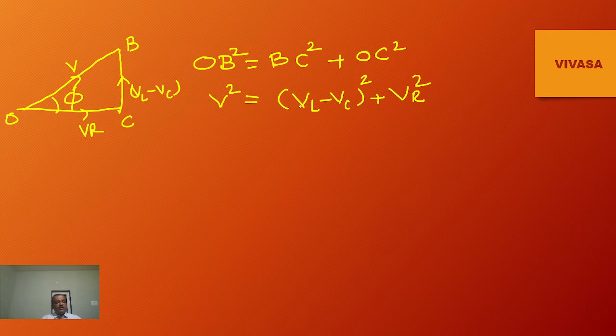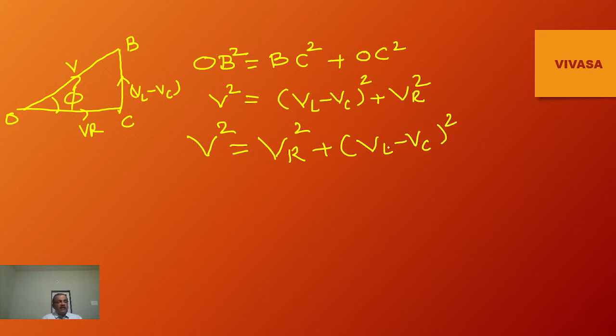From this, what happens now? You can write this equation once again: V square is equal to the voltage across resistance square plus the difference (VL minus VC) whole square. You can call this equation number 1, which gives you the resultant voltage across your LCR circuit that is to be calculated now.